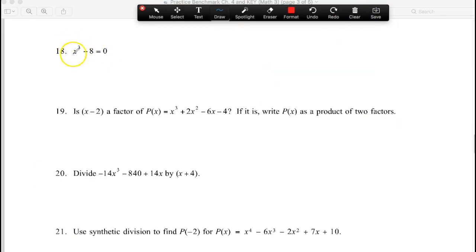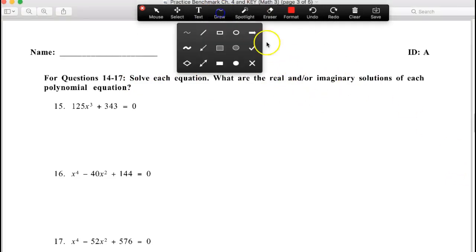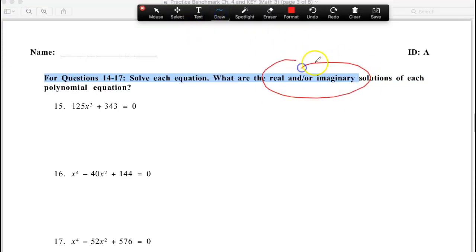All right, on to number 18. All right, here we have x cubed minus 8 equals 0. Now the problem with this is, if you'll notice back at the top of the problems, it said solve each equation, show the real and/or imaginary solutions. Now if I were just to solve that problem by cube rooting both sides, I would only get the real solutions, but I want to know the imaginary solutions also. So I'm going to have to use the difference of perfect cubes on that one.